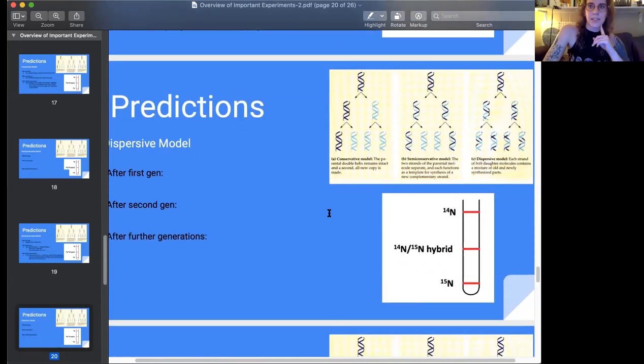So that will be really easy to detect if it's the dispersive model. The one interesting thing though is that after the first generation, you're not going to be able to tell between these two models, because they're both going to just appear at the hybrid line. We're not going to be able to detect based on this experiment, is it the strands themselves, or is it just that one strand is coming from one place and one strand is coming from another.